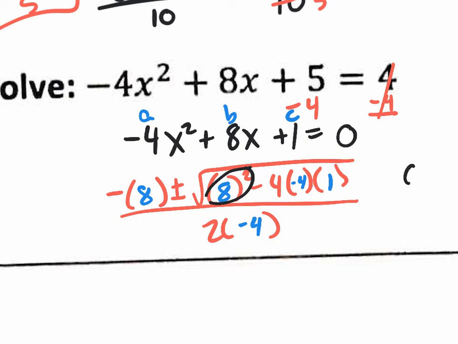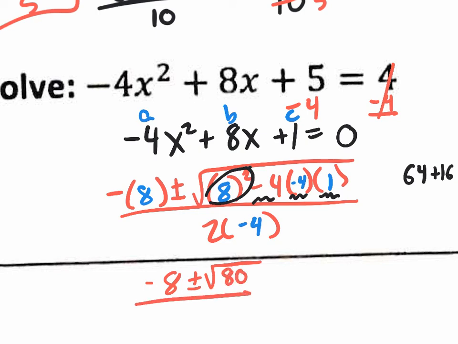8 squared is 64. Negative 4 times negative 4 is positive 16. Times 1 is still positive 16. So what we really have here is negative 8 plus or minus the square root of 80, I believe, and it's all divided by negative 8. So the square root of 80, it's not a perfect square number. We need to break it down with multiplication to get a perfect square number. So the square root of 80, we're going to rewrite it as 16 times 5. 80 is 16 times 5. Split the root, that way you get 4 square root of 5.